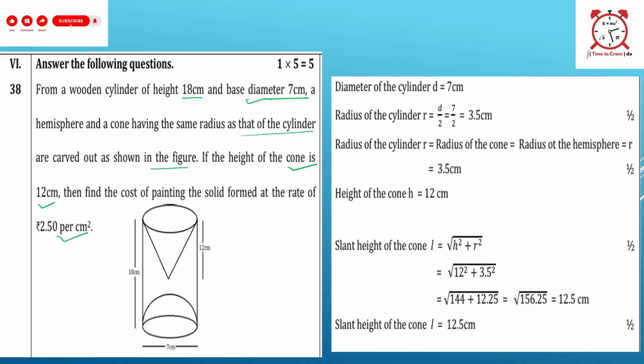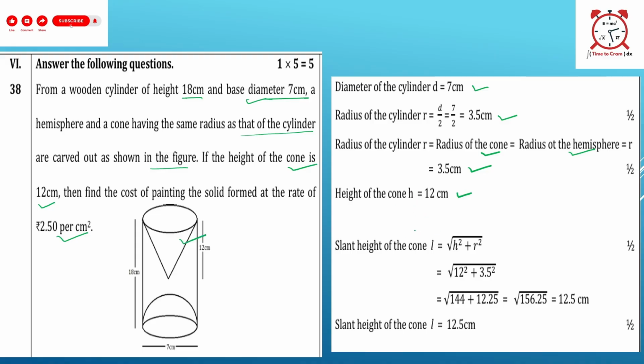So for that, first of all, from the diameter we will find the radius of the cylinder. This radius is equal to the radius of the cone as well as the radius of the hemisphere. So all have the same radius here. Now height of the cone is 12 centimeter. It is given and it is already clear here. Now this is the straight height.